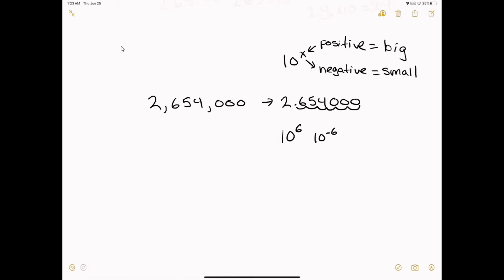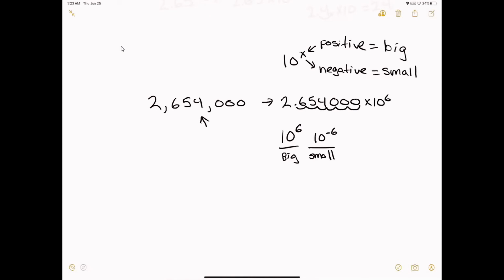So let's go back to my example here. For me, I use positive 6 as big, and 10 to the negative 6 is small. So when I write my decimal out here, 2.654000, I know I'm moving it over 6. I'm going to look at my original number. Is my original number big or is it small? Well, that's a pretty big number. That's 2,654,000. So I'm going to choose the positive. And my answer would be 2.654000 times 10 to the 6.